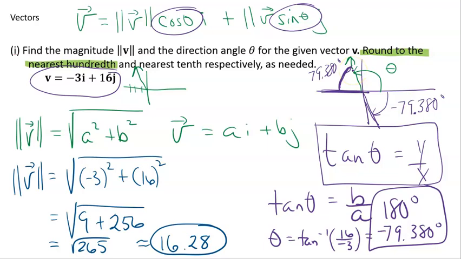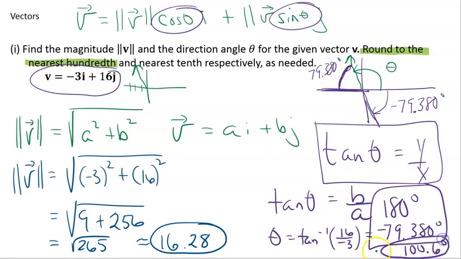Again, that's going to be 180 minus 79, which is just a hair over 100, right? So 180 minus 79.380 equals 100.62. The reason I took that out a little further than the tenth place it asked for is because I knew that wasn't my final answer, and I like to take it out a little further until I'm done. So how about 100.6 degrees? That is my theta, which is my direction angle. Be really careful with that.